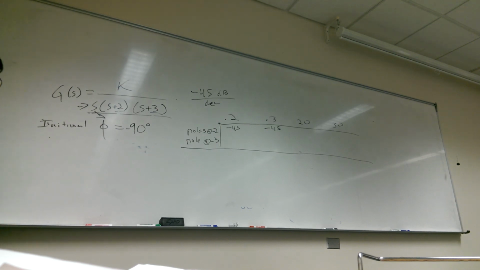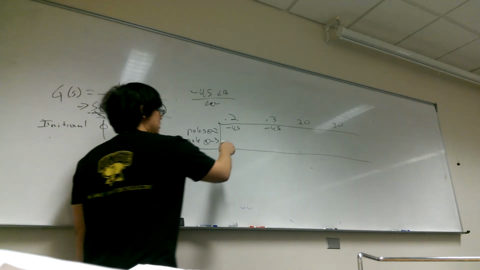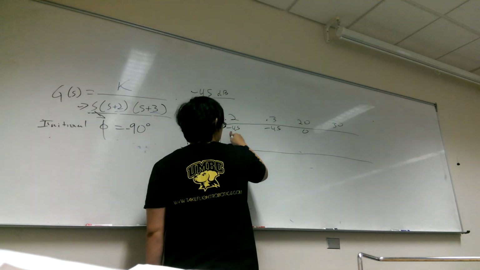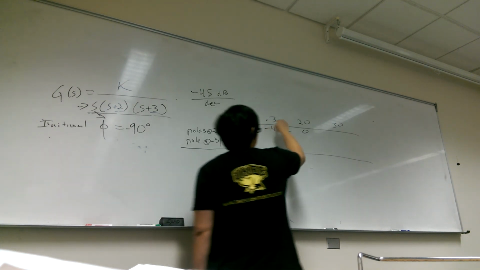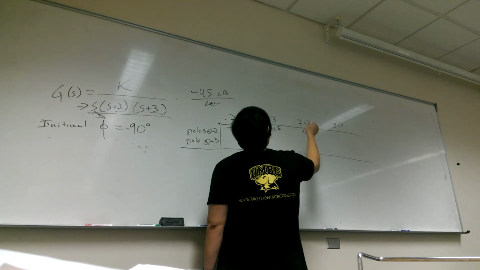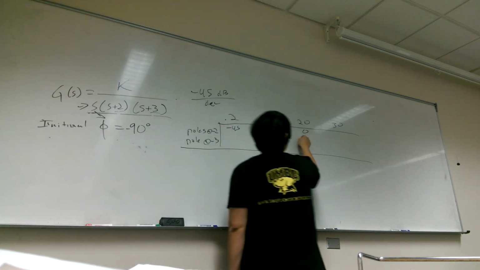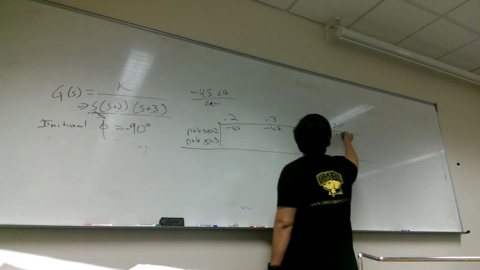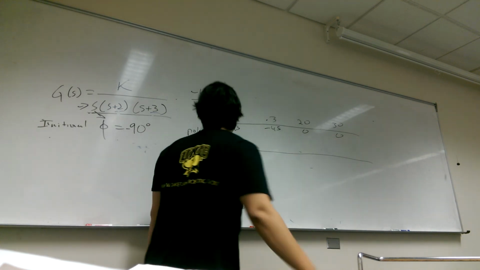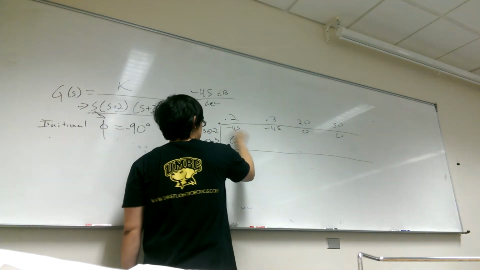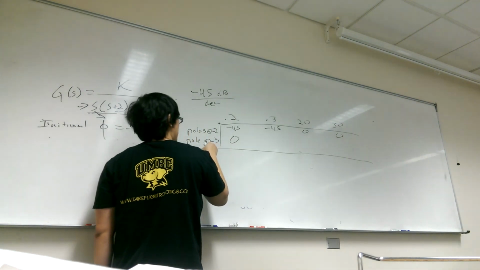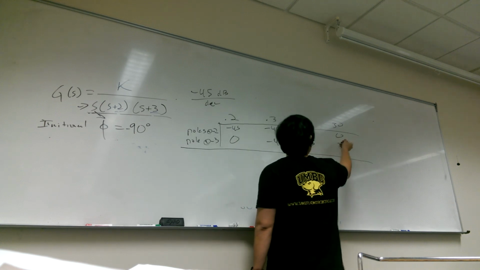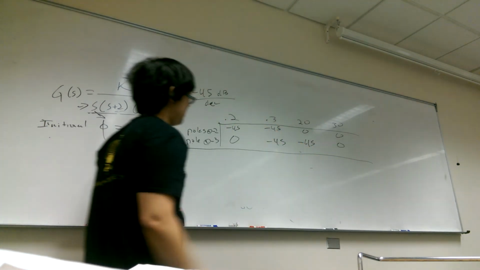Maybe I should draw the plot. Anyway, it stops here, right? So it goes from -45 to -45, -45. From here to here is -45, so it starts at 0.2 and stops at 20. And it's 0 for the rest of that. Now we go to the pole at -3. It doesn't have any effect until 1 decade below 3, which is 0.3. So it's -45, -45, and then it stops a decade above that.